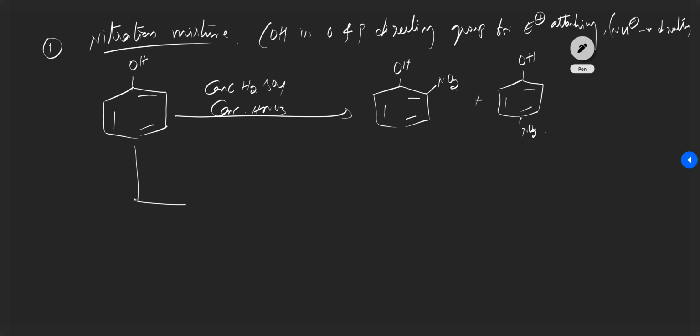Next, reacting with PCl5. What will happen? Alcohol reacting with PCl5 means what will form? Alkyl chlorides, alkyl halides will be formed. Here chlorobenzene is going to be formed. The remaining products are HCl plus POCl3.